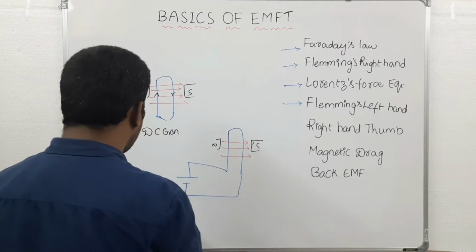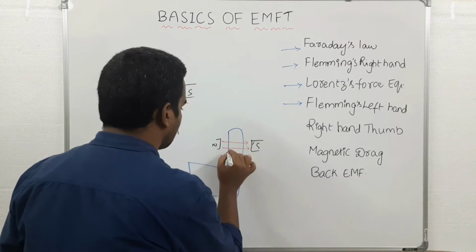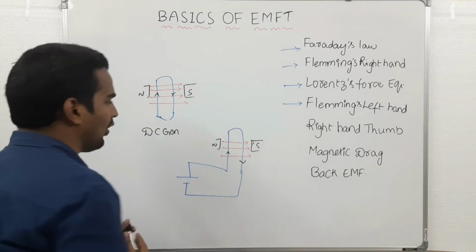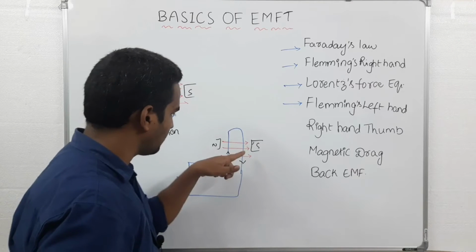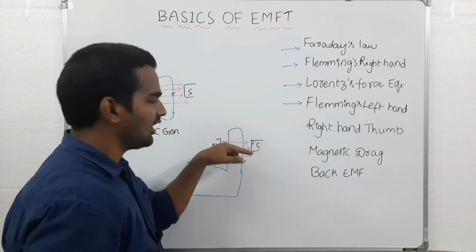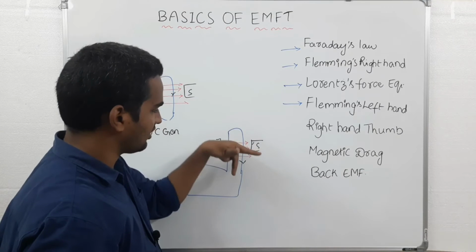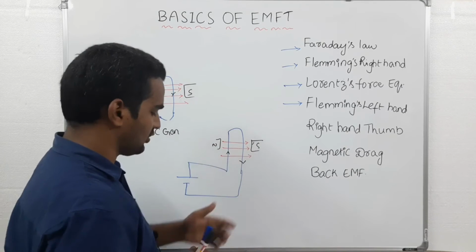DC supply is given to the conductors. Okay, current direction moving. Now let's apply Fleming's left hand rule at this point. So this is flux lines direction, and this is direction of conductors, and the thumb indicates direction of the force.